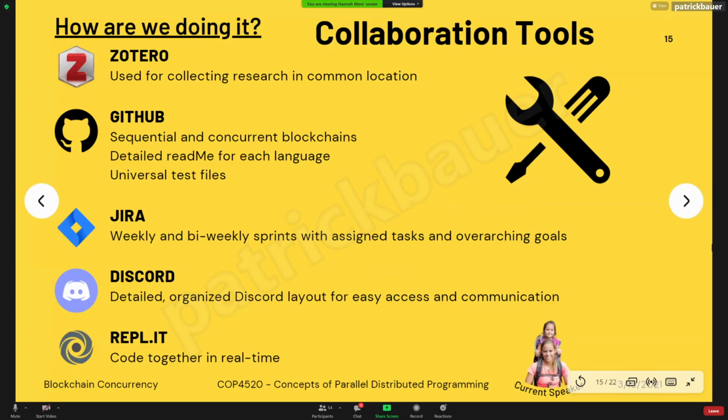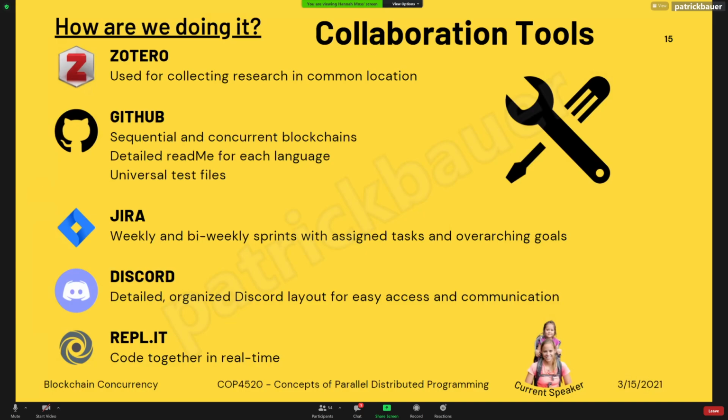So let's talk a little bit about our collaboration tools. In the beginning, we used Zotero to collaboratively gather and collect research into a common area where we could all access each other's notes and read each other's research. We use GitHub for version control. We have all of our sequential blockchain on our GitHub, and we are going to put our concurrent blockchain on. We also have our detailed readmes for each language and our universal test files that are text files.